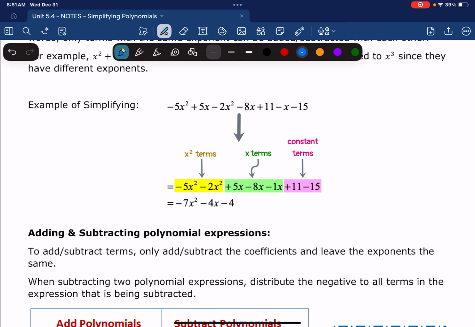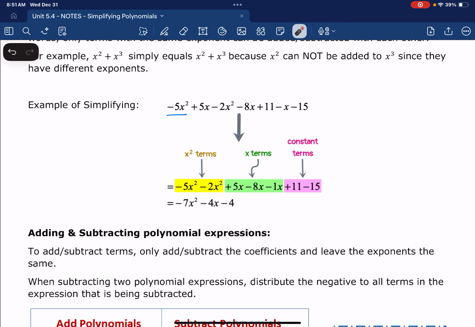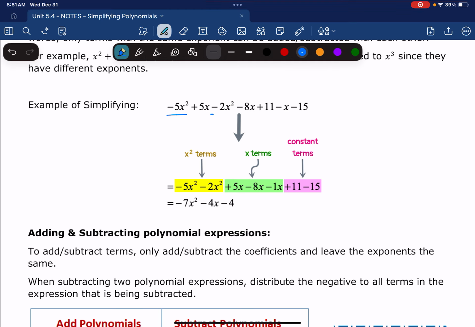So I see I have this negative 5x squared, so I'll underline it. Okay, and let's look for any other x squared terms. So I see right here I've got an x squared, so I'm going to underline that term as well. And then I see that I have this plus 5x. So I'll circle that one. It's just an x term.